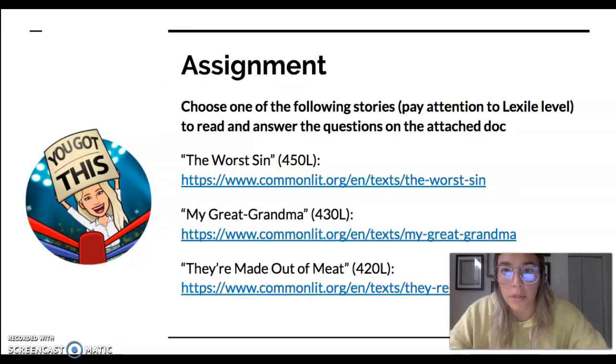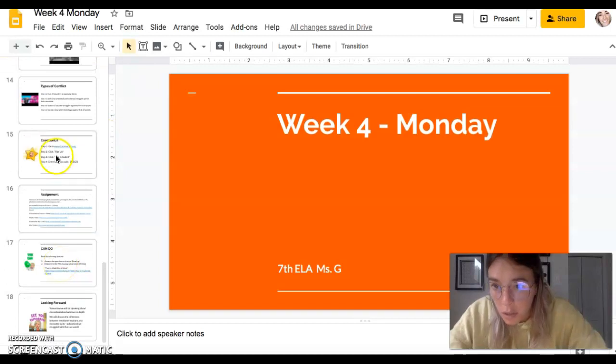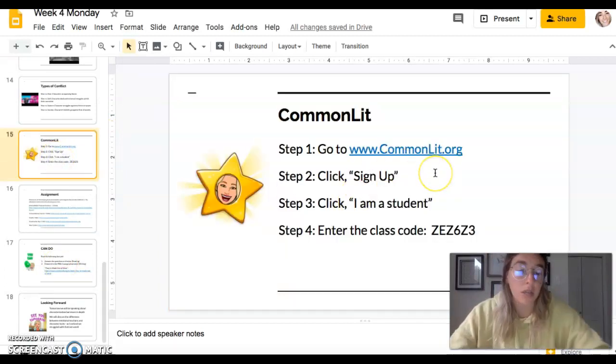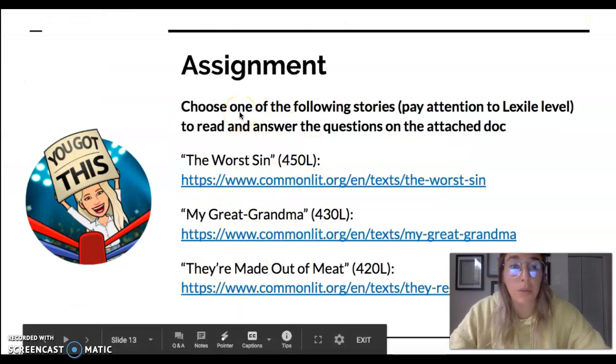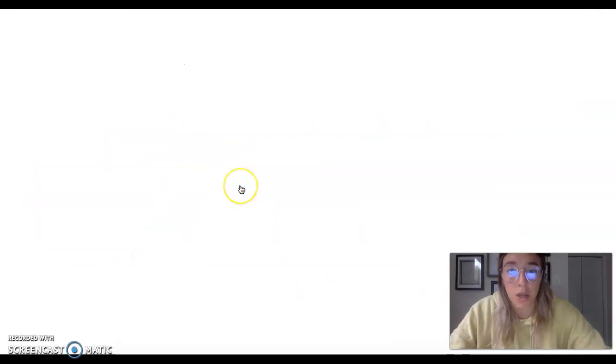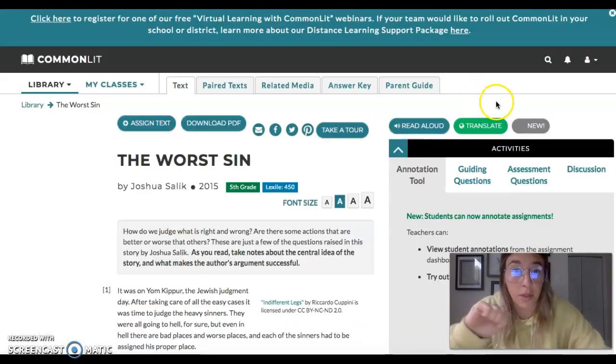Actually, I meant to include this slide in your stuff, but I'm going to go over here for that. Just to go over how to sign up for CommonLit, because CommonLit allows you to use the read aloud feature, which I think would be really, really helpful for you guys. You go to commonlit.org. I linked it here so you can just click it. You click sign up. You click I am a student, and then you enter the class code. After you enter the class code, you're going to have to go back and find the story that you clicked in here, and you're going to be able to use that read aloud feature. Let me show you how you use it because I would like to at least show you how that read aloud feature works.